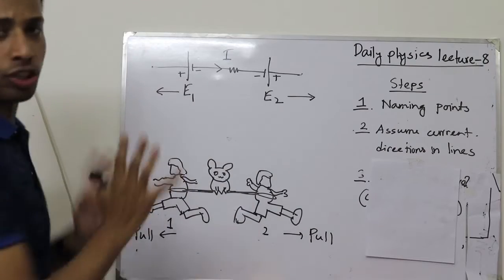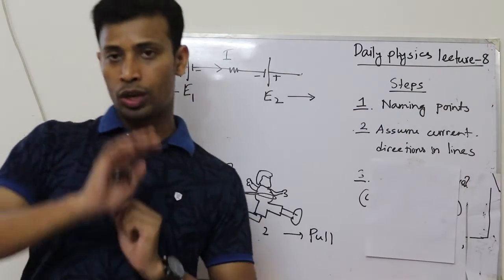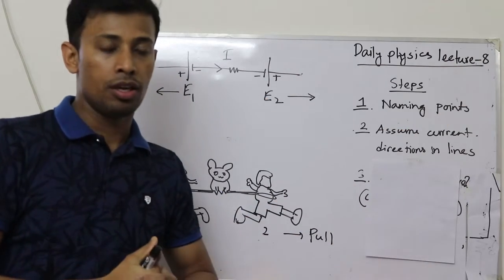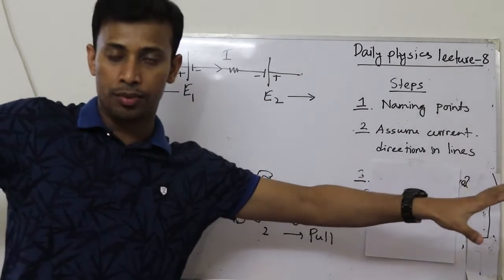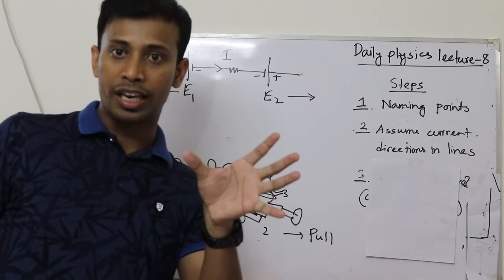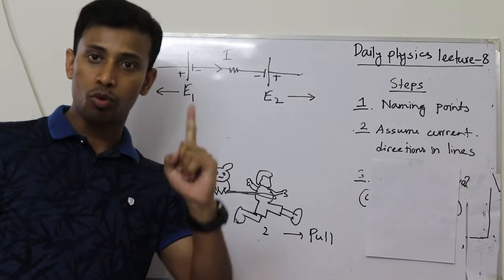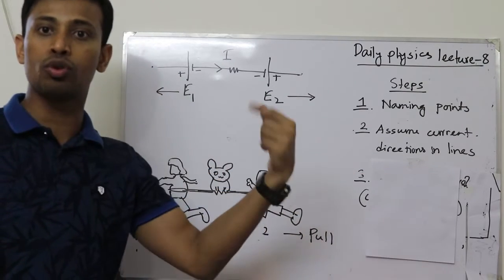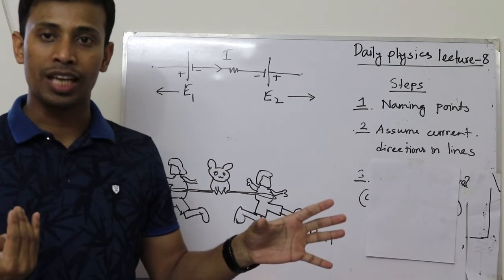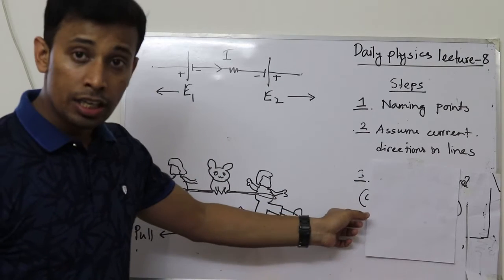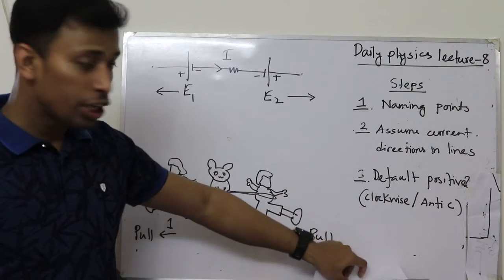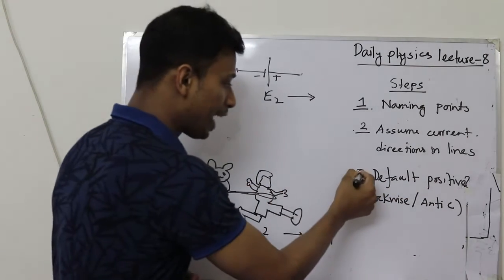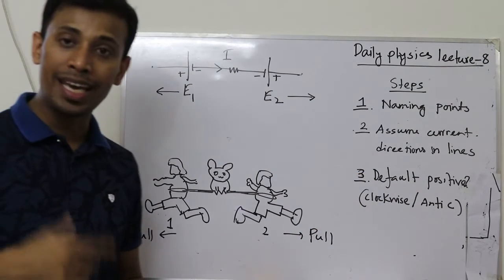And now we have lots of directions. We have E2 there, we have E1 there, we have I there. So there are lots of directions, but basically there are two directions, that or these. But we can't take all directions as positive, right? So we have to assume one direction as positive. So the factors which are working towards that direction will be positive, and the factors which are acting towards the other direction will be negative. So here, in step 3, you have to take some default direction as positive. It can be clockwise or it can be anti-clockwise.